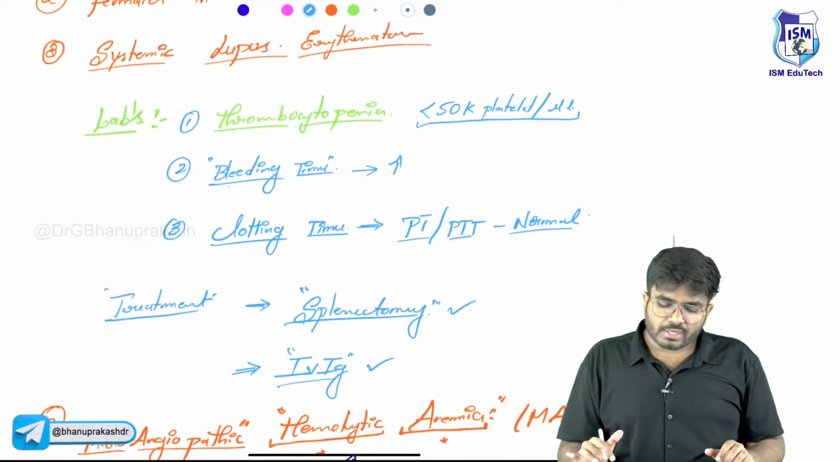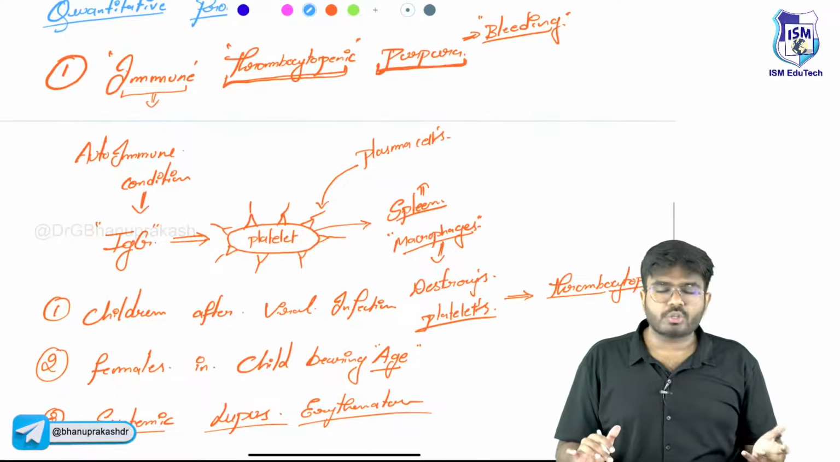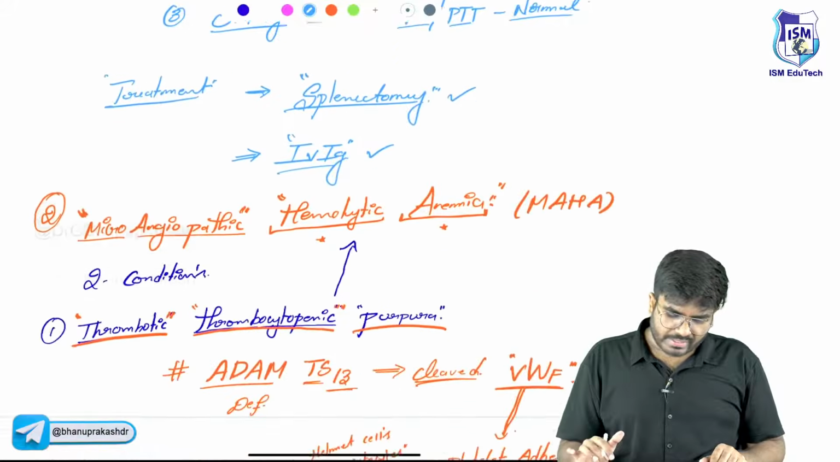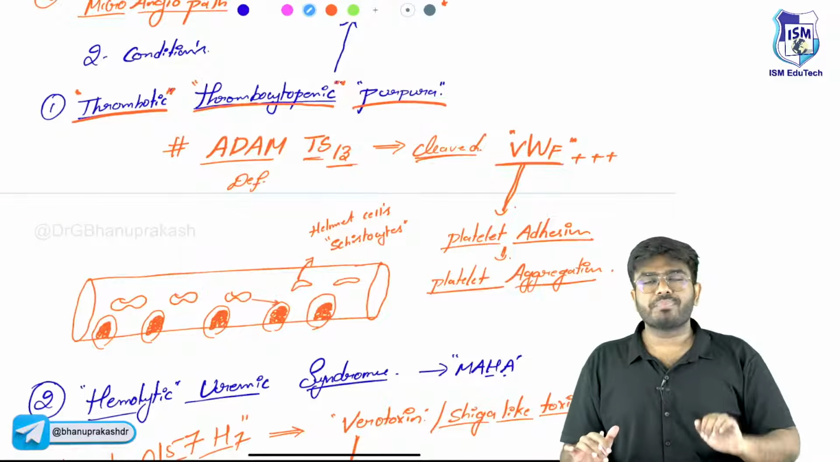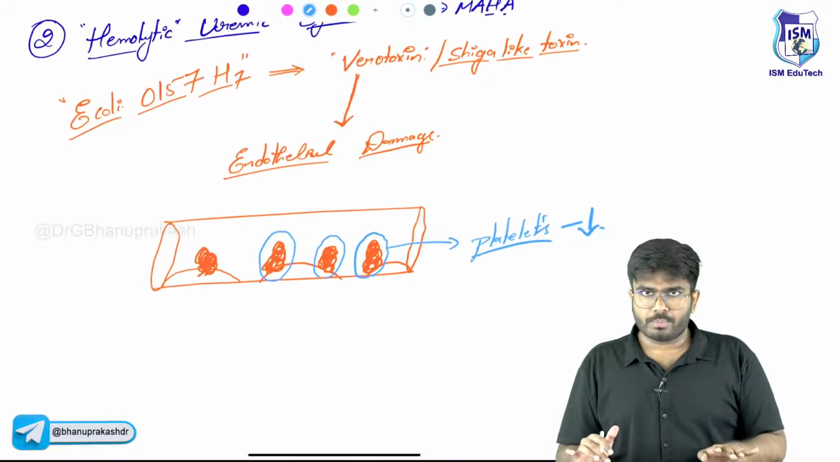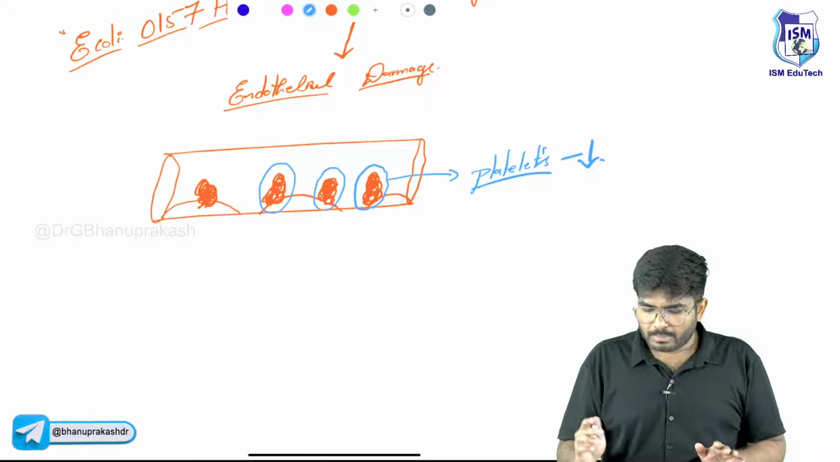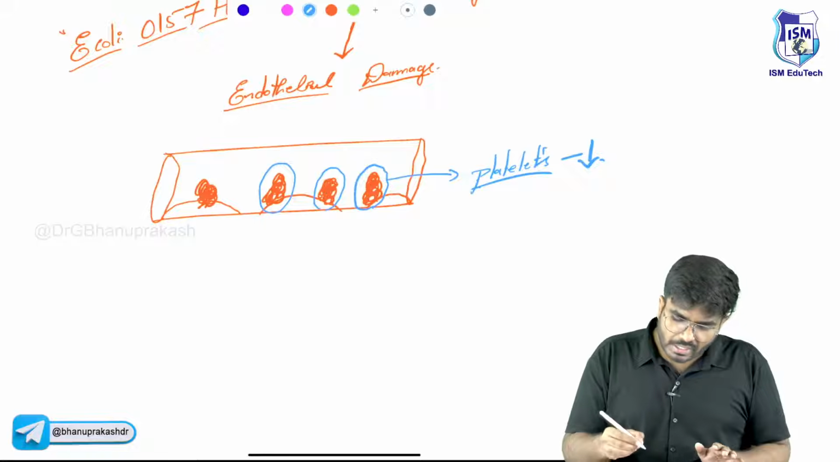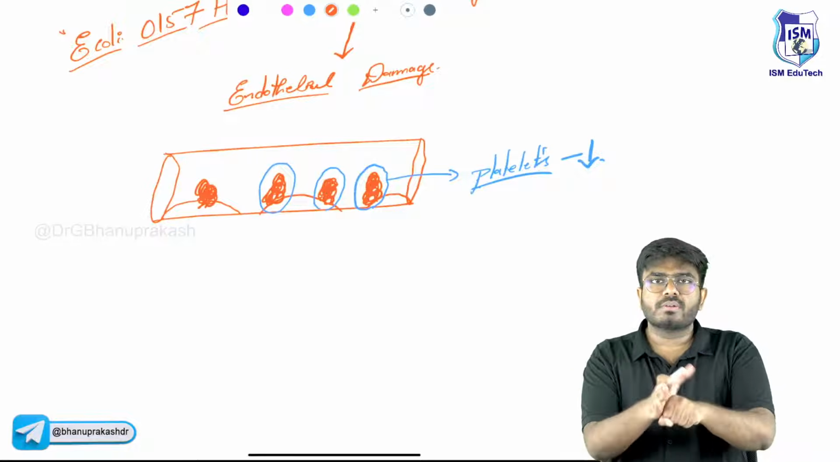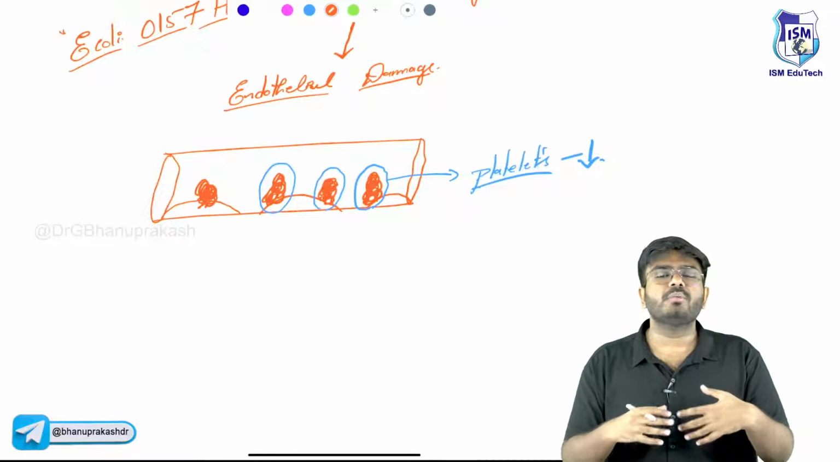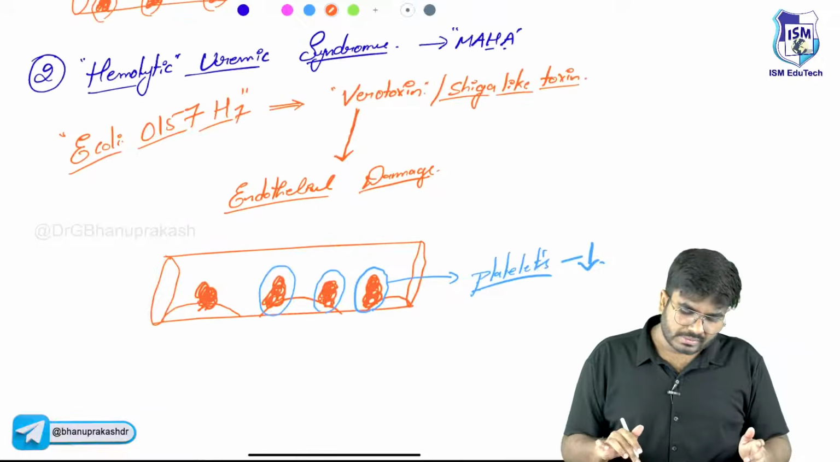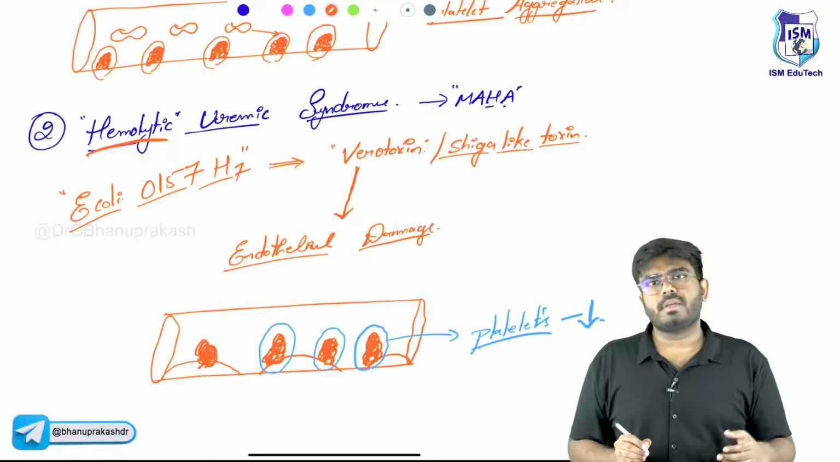What I am trying to put into your mind is the different causes of thrombocytopenia. One is immune thrombocytopenic purpura; second is microangiopathic hemolytic anemia, which includes thrombotic thrombocytopenic purpura and hemolytic uremic syndrome because of E. coli verotoxin. Platelets are going to go down. Here also, when the RBCs hit such platelet microthrombi, they get lysed: intravascular hemolysis. That's why the name hemolytic anemia.